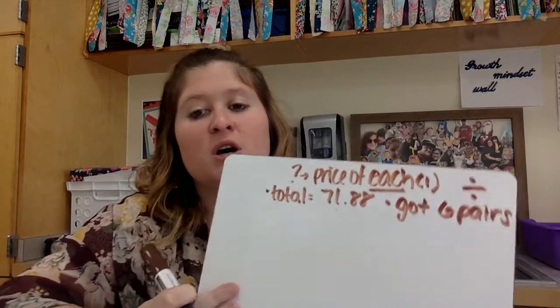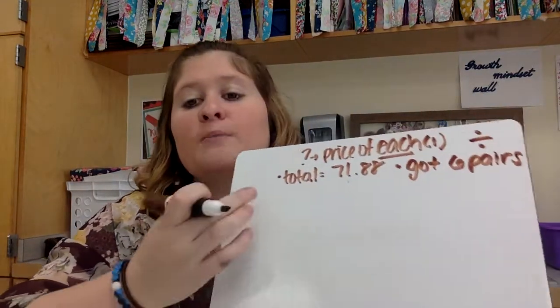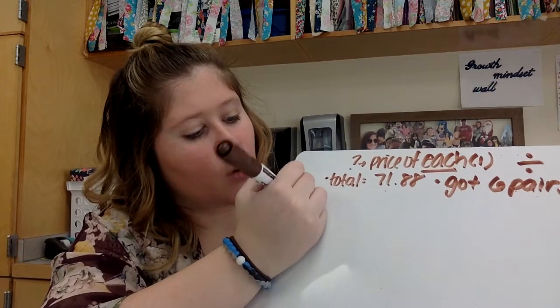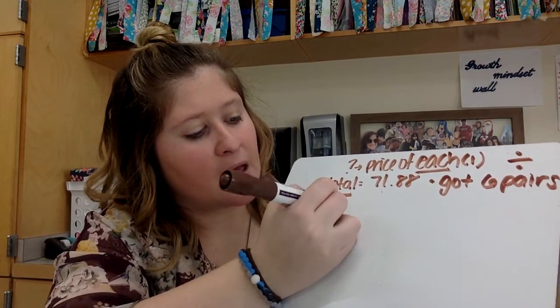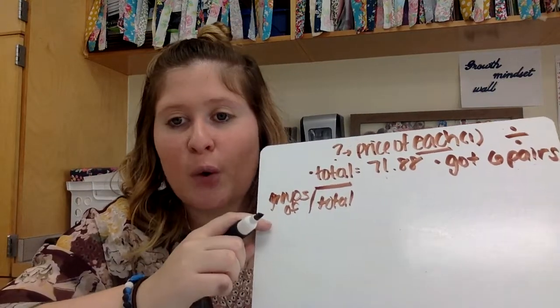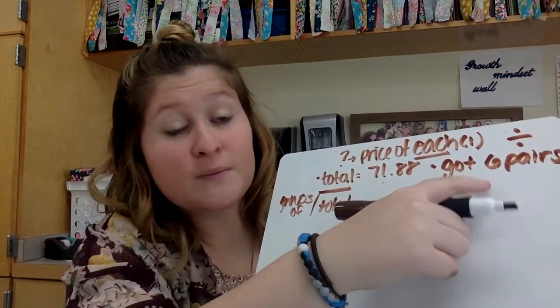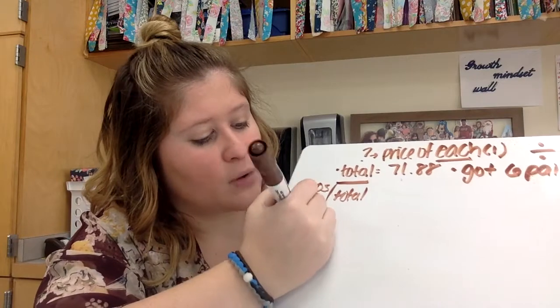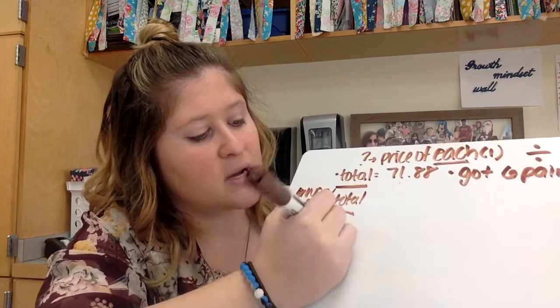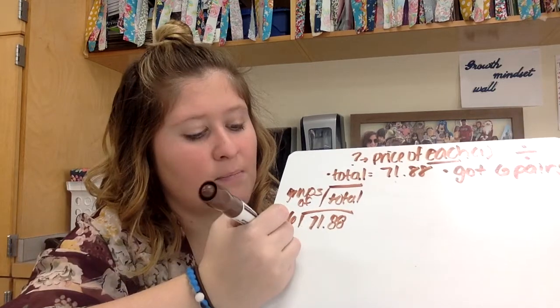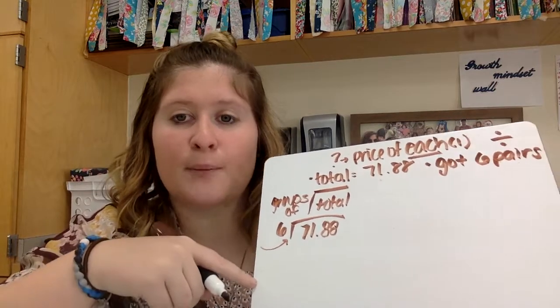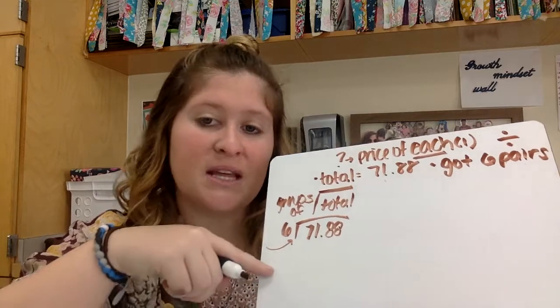Okay, so we've talked a lot in class about, well, where do my numbers go? Well, I know I need groups of on the outside, and my total is going to go on the inside. So I'm making groups of 6 because that's what he bought. So I would have 6 divided into $71.88. If you're trying to use a shortcut method, this is how you would set up your problem. So I'm going to set it up using the area model.